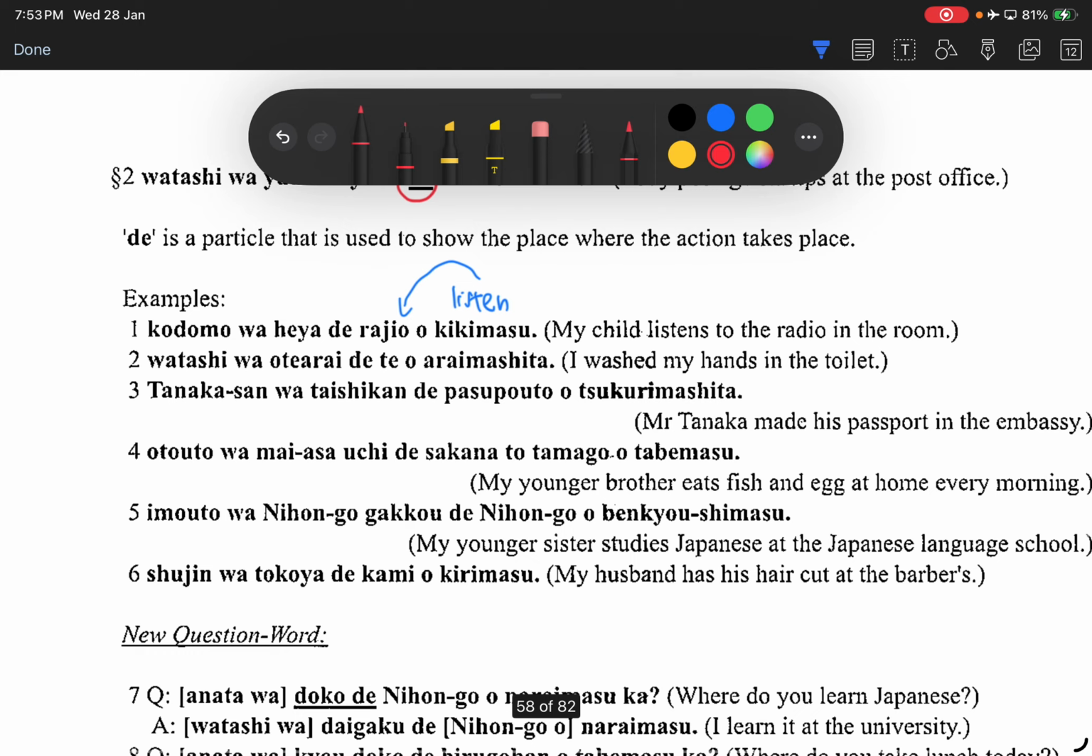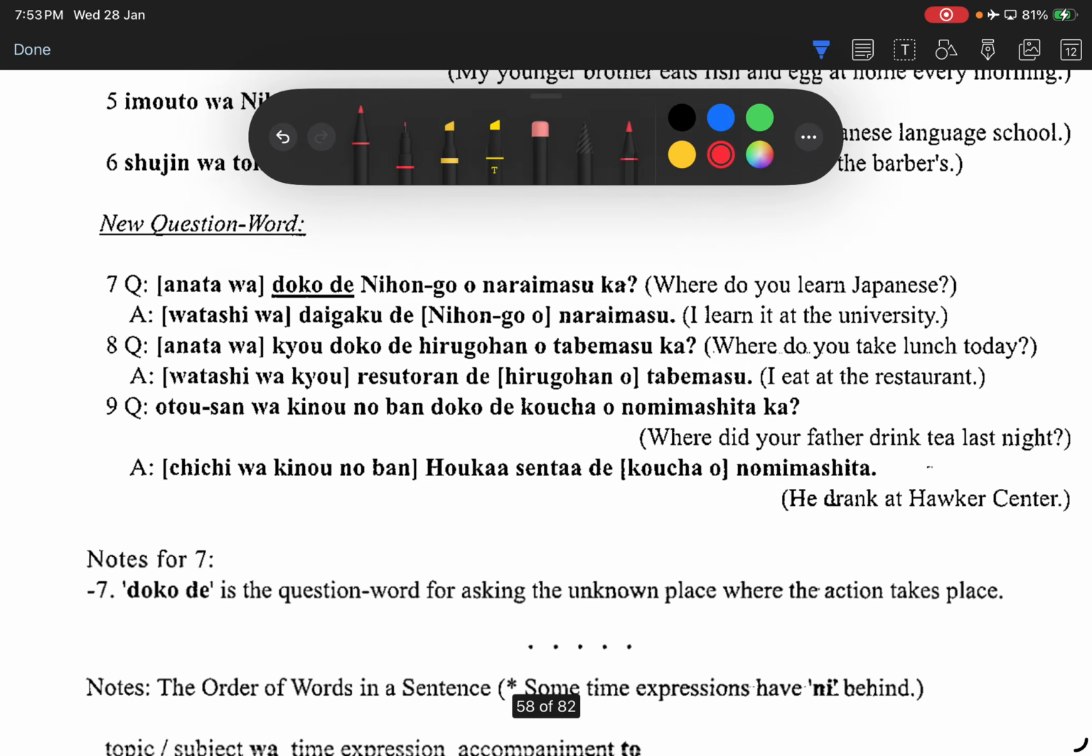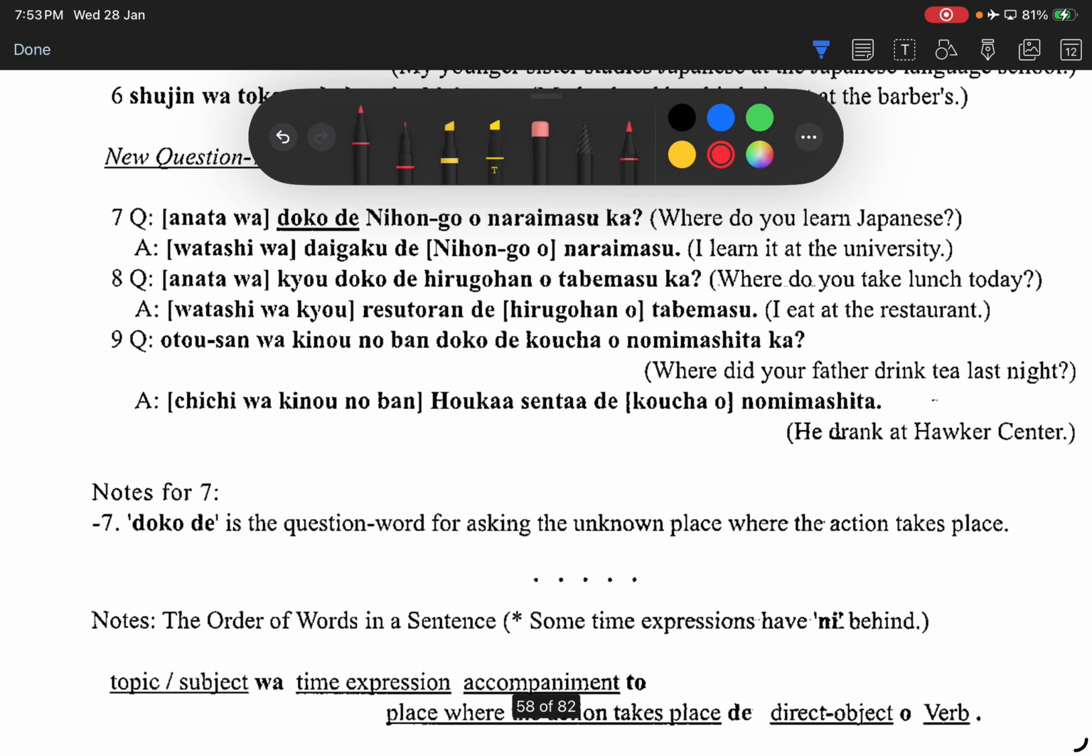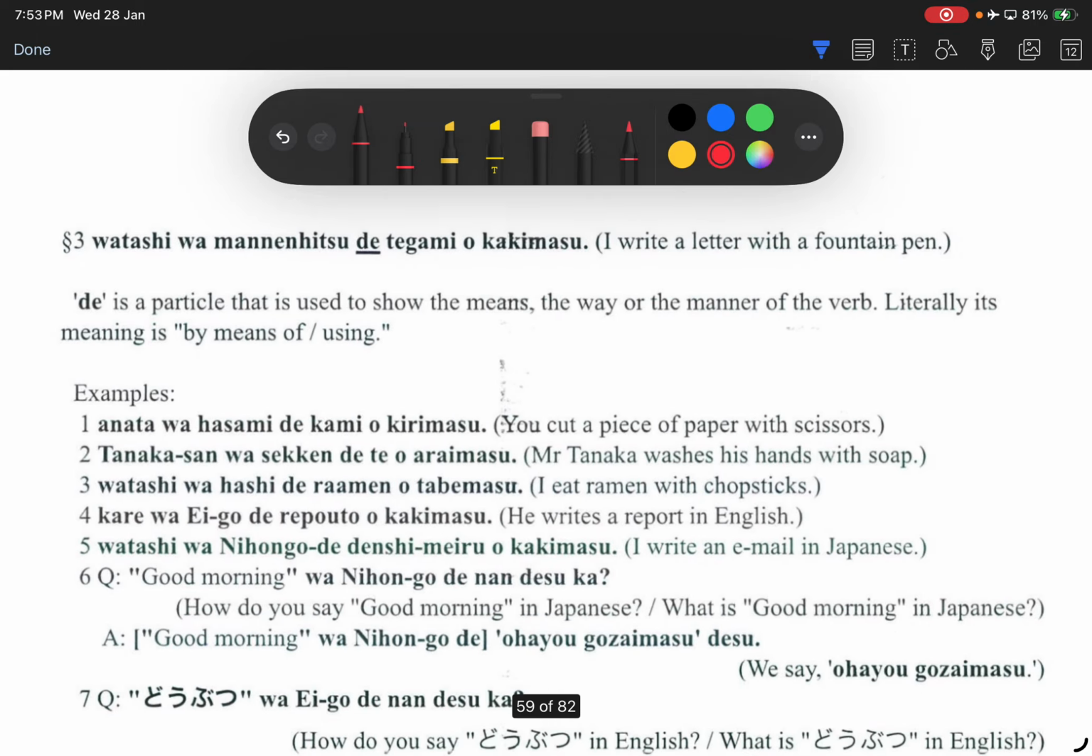So for example, number 1, heya de radio o kikimasu. Heya de, so at room. Of course it's in the room, but in this case think of it as at the room I listen to music. That means the listening action is happening at the room. So at. Since it's a location thing, the question will be doko de. Doko means where.